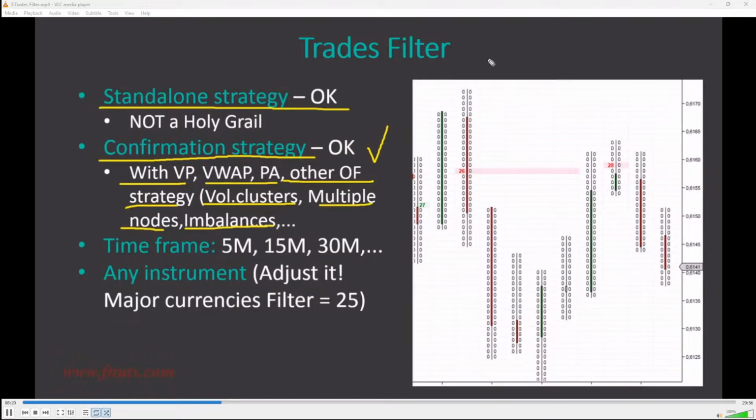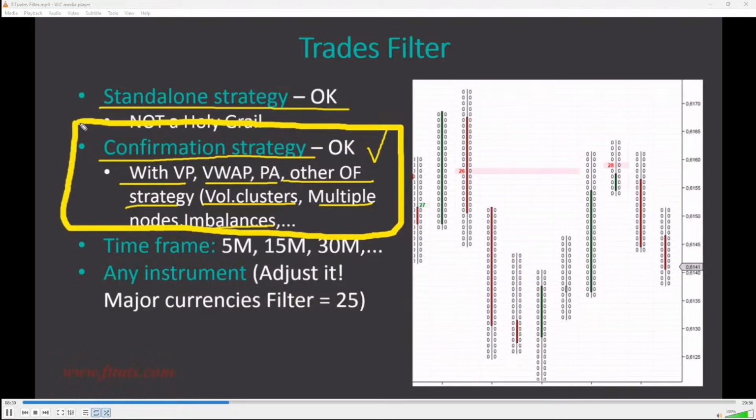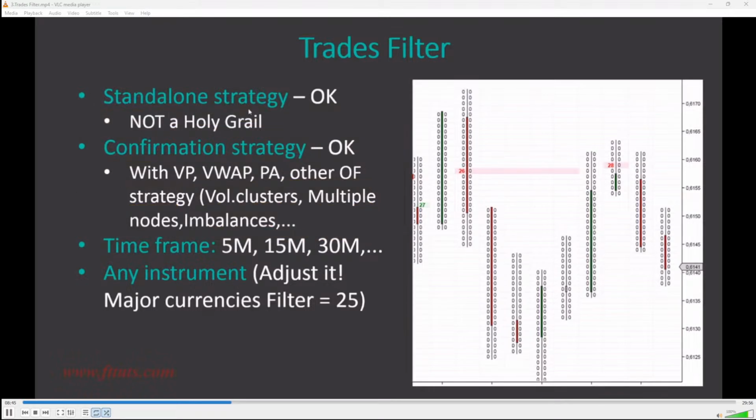It's always best to look at more strategies, to have, for example, more order flow windows open on your screen, and not only follow single trading signals, but always look at the bigger picture and at confluences. All right, so that's why I prefer to use it as a confirmation strategy. It will be more consistent than if you use it as a standalone strategy. But as I said, a standalone strategy is also okay to trade. It is not a holy grail, but it's a nice and working intraday trading strategy.